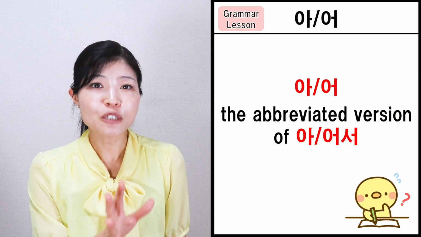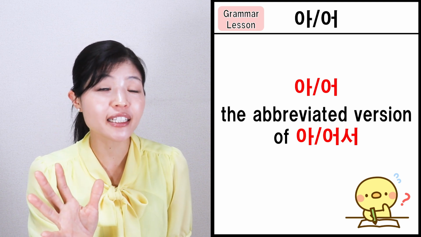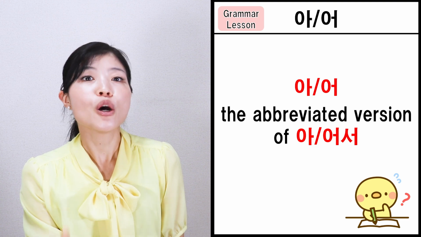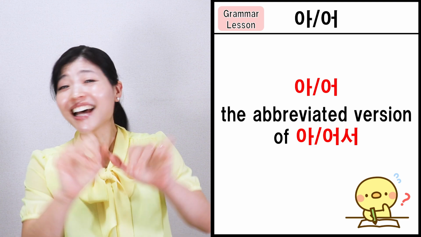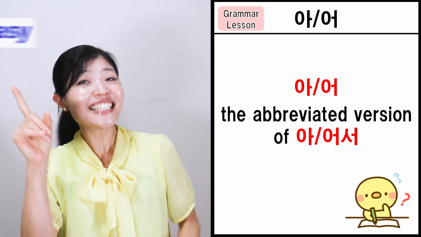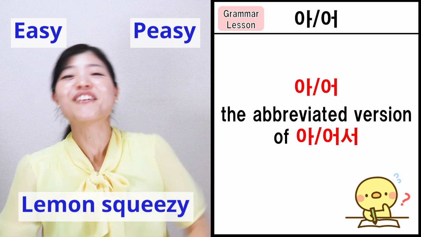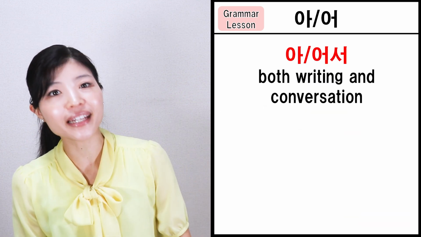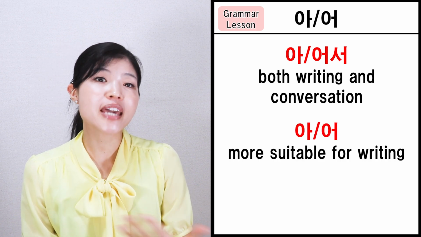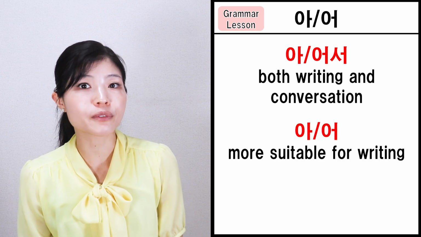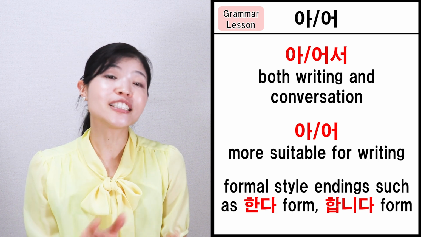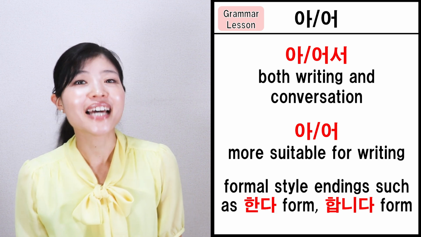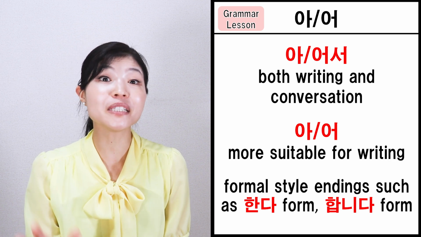Anyway, 아어 is the abbreviated version of 아어서. So you can use this in places where you can use 아어서. Ta-da! It's easy peasy, lemon squeezy. Right? For your information, you use 아어서 in both writing and conversation. On the other hand, 아어 is more suitable for writing. Okay? In addition, 아어 fits well with formal style endings such as 한다 form or 합니다 form.